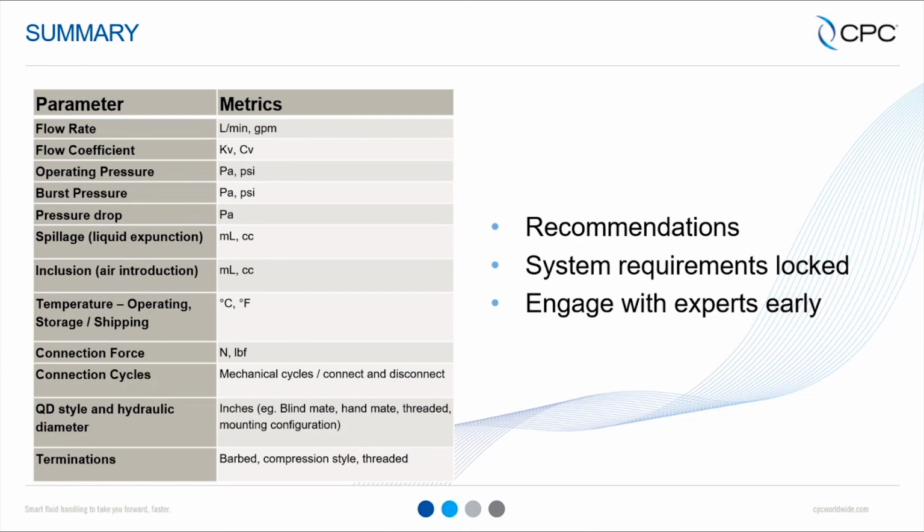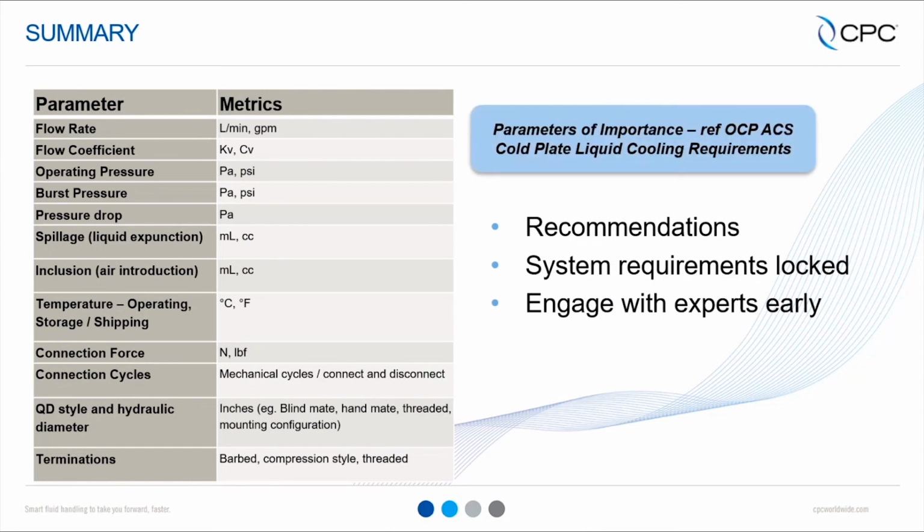In summary, we can characterize all these different parameters of importance and really make sure that we're taking a holistic view of the system on a high level. So with all the system requirements locked in, engage with experts, with quick disconnect experts surely, and really dig into those details. Parameters of importance can be referenced through an OCP ACS document, the cold plate liquid cooling requirements white paper that's available publicly.